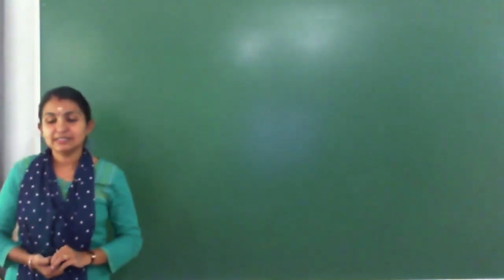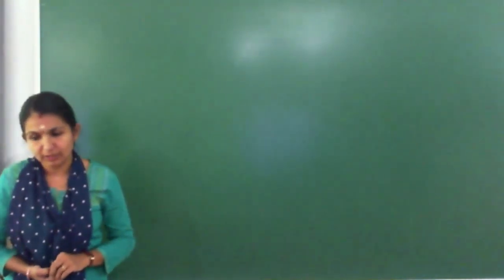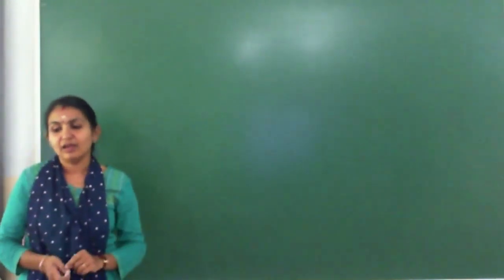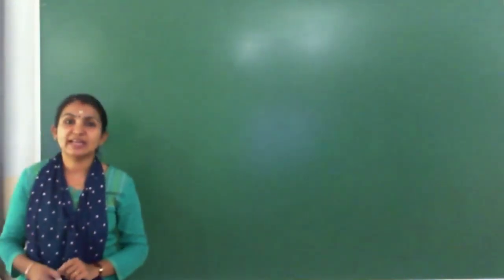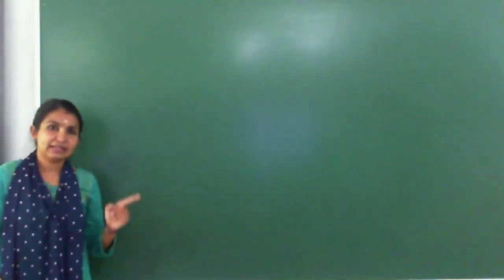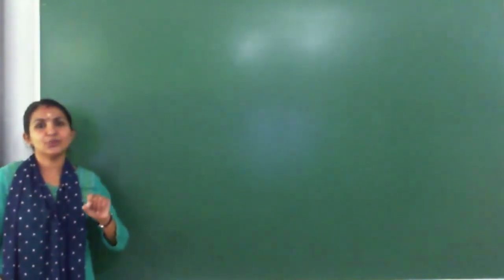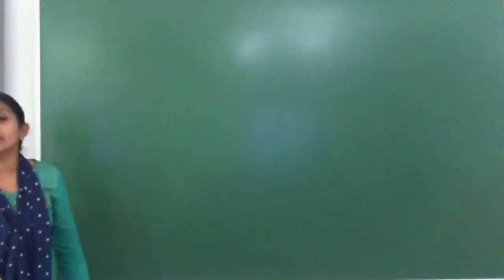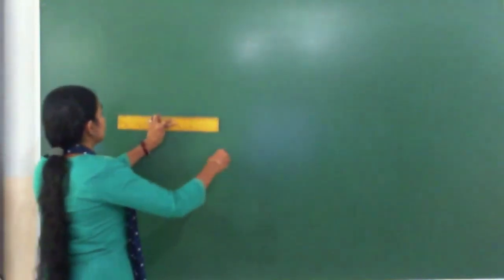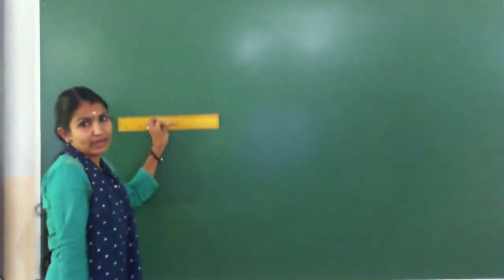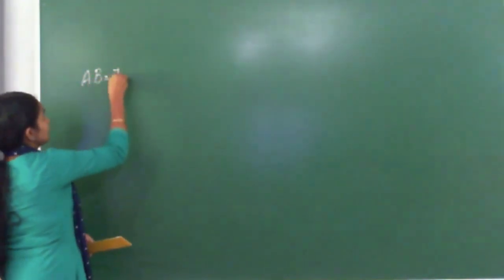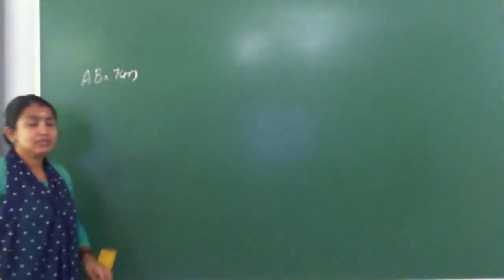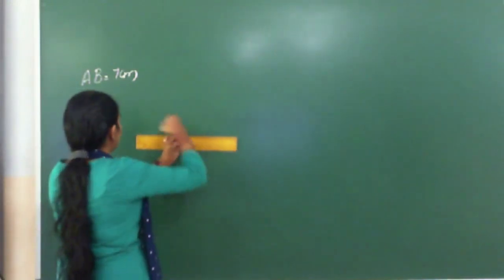The next one is how we can draw a perpendicular on a given line. The point is outside the line. So first we need a line, and then a point which is outside the line. First we need a line segment, of any length. I am using AB equal to 7 centimeter, so we are drawing AB 7 centimeter first.